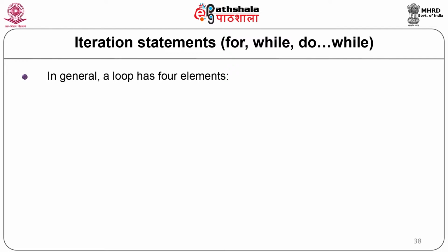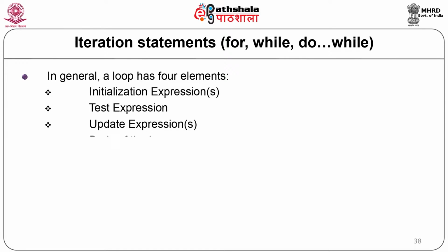In general, a loop has four elements. They are initialization expression, test expression, update expression and the body of the loop. Now let us see each one of them in detail.